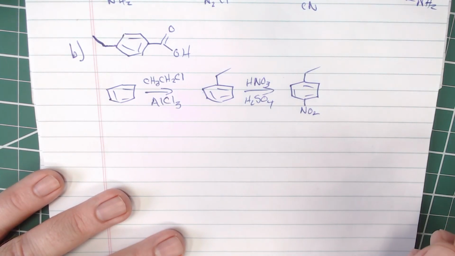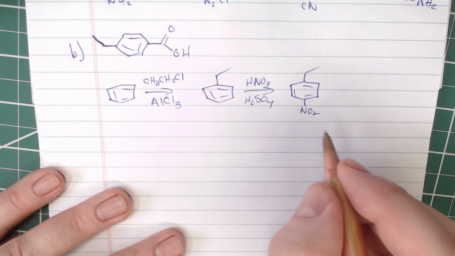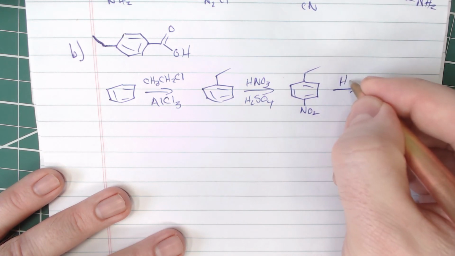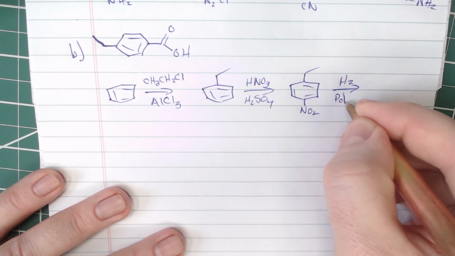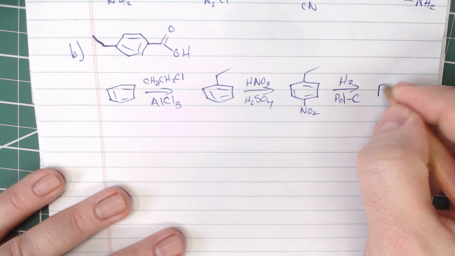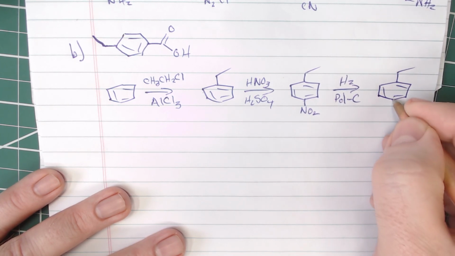All right, and that would give us that particular compound. Just like what we did above, we can do catalytic hydrogenation here. So H2, palladium on carbon, and we can get the aniline derivative. So it'd be the para-ethyl aniline.